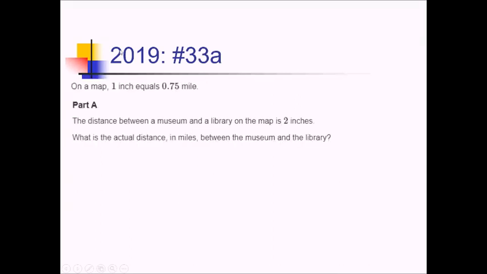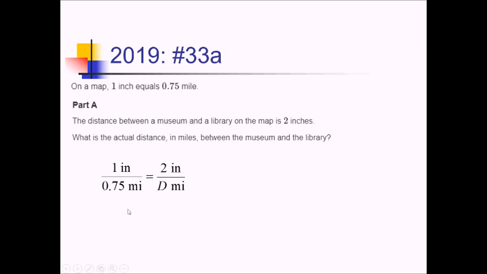For this problem, we have a map wherein an inch equals 0.75 miles. They're telling us the distance between a museum and a library is 2 inches. What's the actual distance between the museum and the library? So we're going to set up a proportion. For one fraction, I've got 1 inch over 0.75 miles. And I'm going to set up another fraction with inches over miles. Now the key here is that I've got 2 inches on the map between a museum and a library. I want to know how many miles. So I'm going to write this as 2 inches over d miles. Now all I have to do is solve this proportion, and I'll figure out what the real distance is.